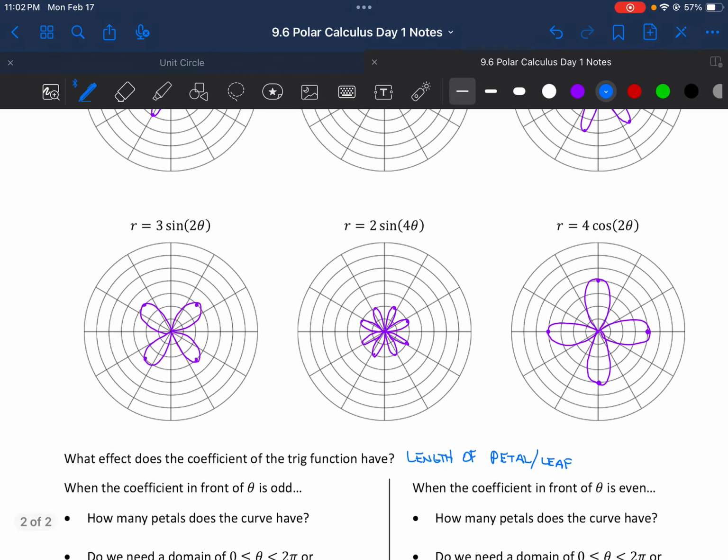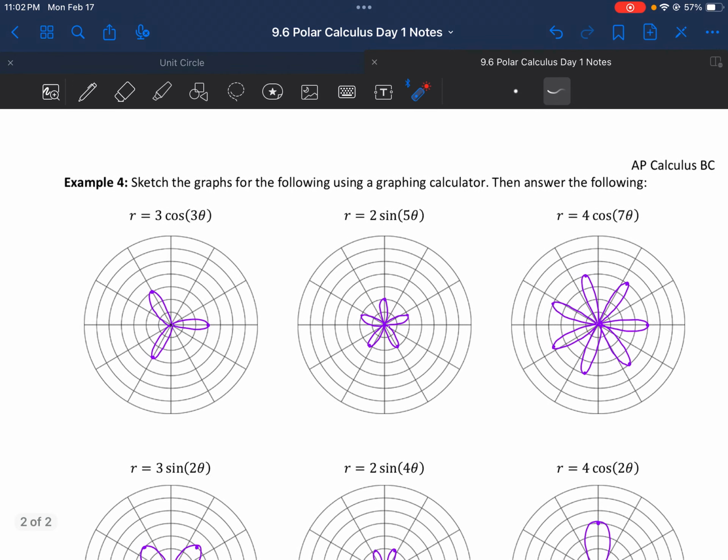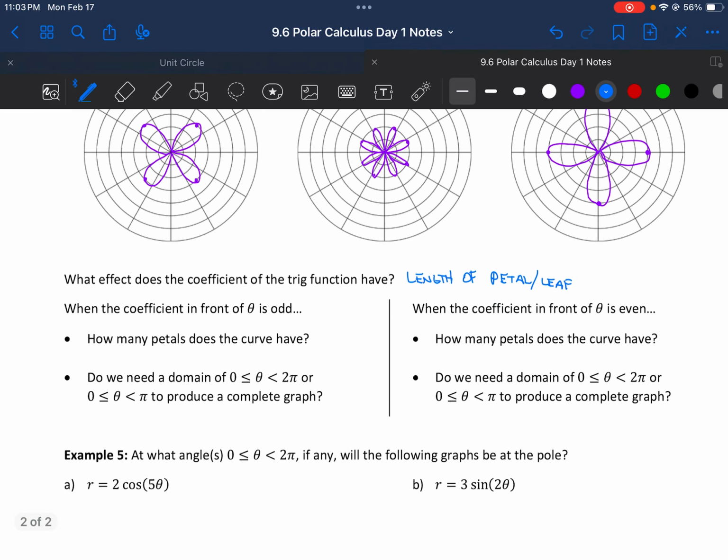Okay. Now, the more interesting part is what happens with the coefficient of theta. So what's multiplying inside with theta? Notice that when the number is odd, 3 theta, 5 theta, 7 theta, that odd number represents the number of petals. Okay? So if the number in front of theta is odd, the number of petals will be the same as that number, the same as that coefficient.